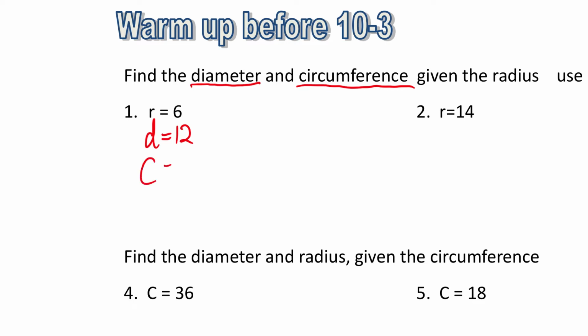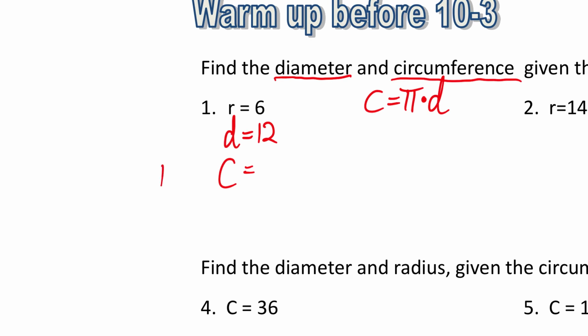Now the circumference, so remember we talked about this the other day. You can write the formula for circumference in two different ways. It's either pi times diameter or 2 pi r. We're just going to use pi times diameter. So we're going to go pi times 12 in this case. The diameter is 12. Remember, do not type in 3.14. Use the pi key on your calculator. So what's pi times 12?